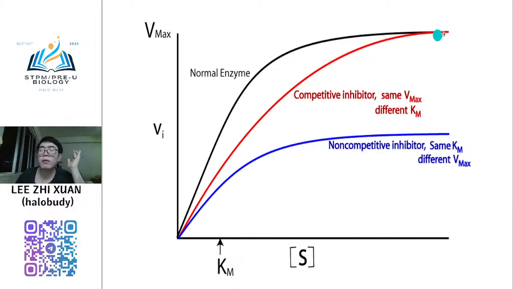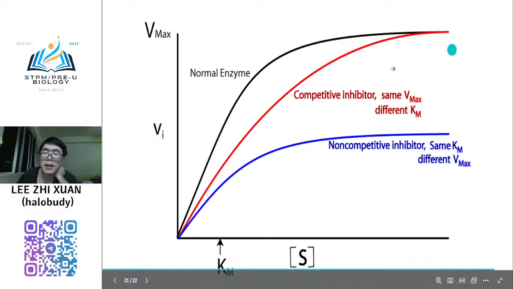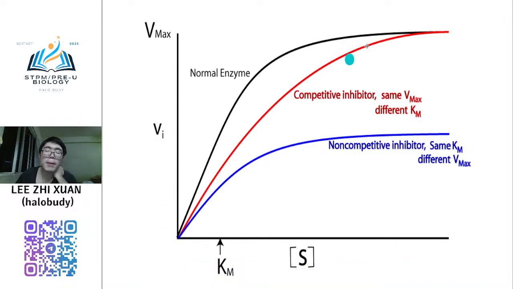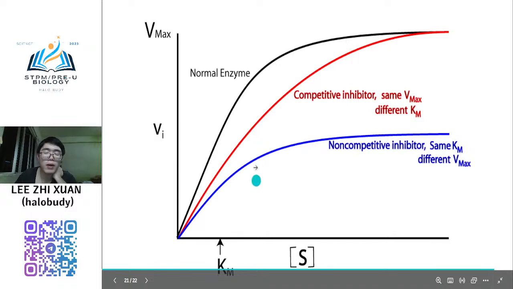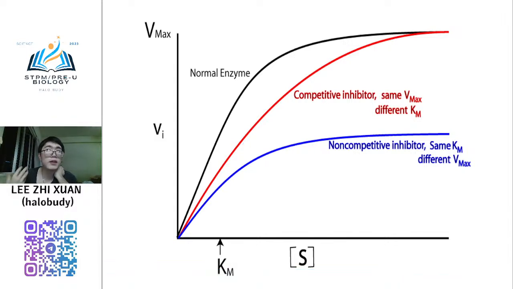So the Vmax will remain. So this is the competitive inhibitor. When you compare the competitive inhibitor with the normal enzyme, the Vmax value, your maximum enzymatic reaction, is the same, but just your Km value will be increased. You will increase your Km value because at the initial time, the affinity of substrate and enzyme is very low.